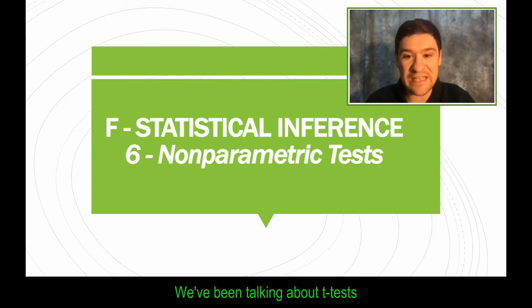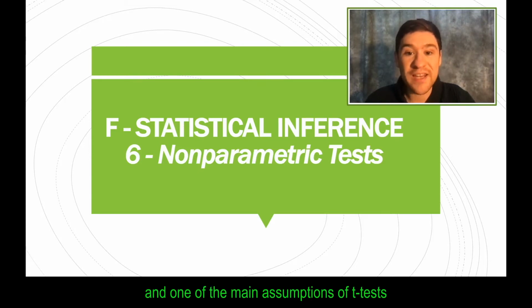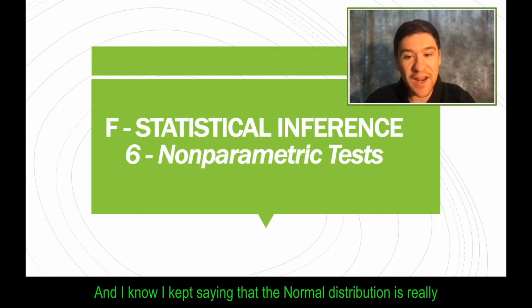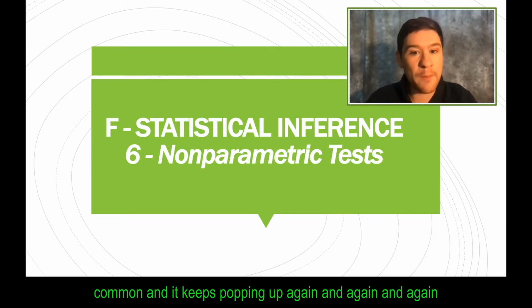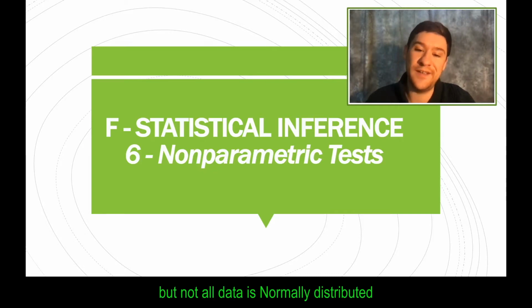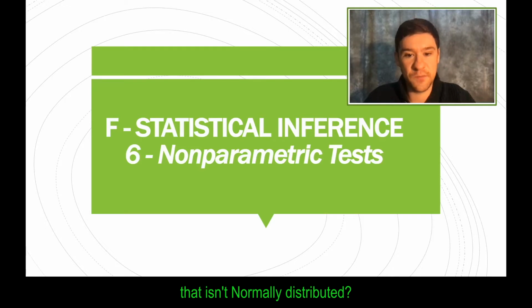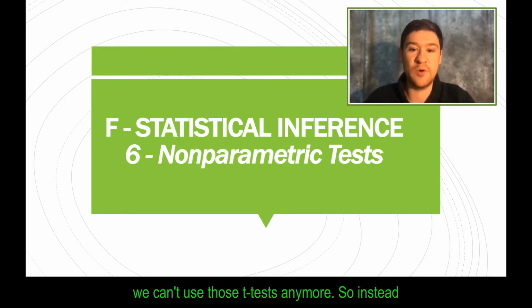We've been talking about t-tests, and one of the main assumptions of t-tests was that our population data was normally distributed. And I know I kept saying that the normal distribution is really common, it keeps popping up again and again and again. But not all data is normally distributed. And what happens when you want to do a statistical test on data that isn't normally distributed? We can't use those t-tests anymore.